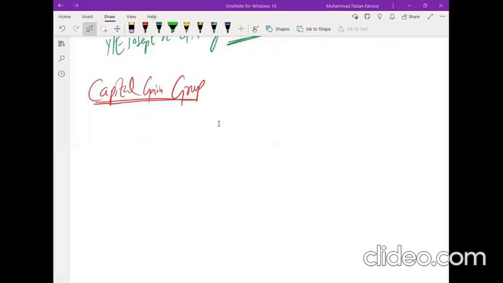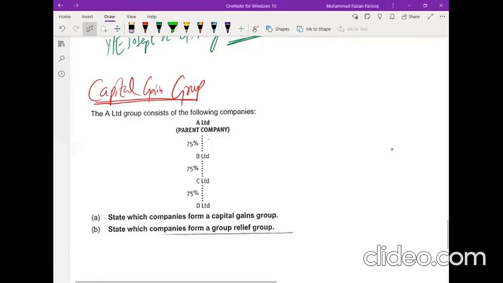We will discuss it with this example. I am sharing the example. First of all, tell me requirement B. You know it by yourself now: the group relief group. We learned this B requirement. So for B, A is part of the group, because A is the main company. B, 75% holding. What will you say, yes or no? Yes. For C, what will you calculate? Effective holding. How much is coming? 56.25, so 56%.